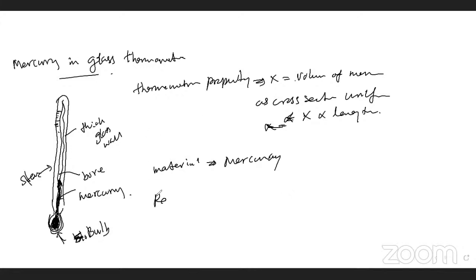Usually, its range of measuring: mercury has a boiling point of 357, so you can measure up to 350 Celsius. And its freezing point is about -38. So we can specify the range as from about -30 Celsius to 350 Celsius.